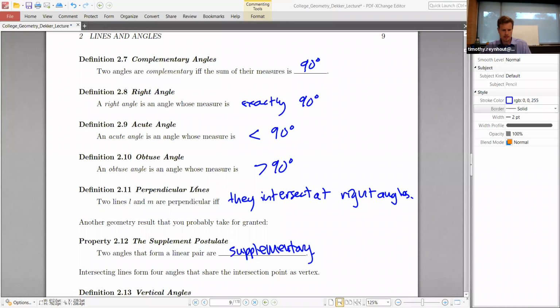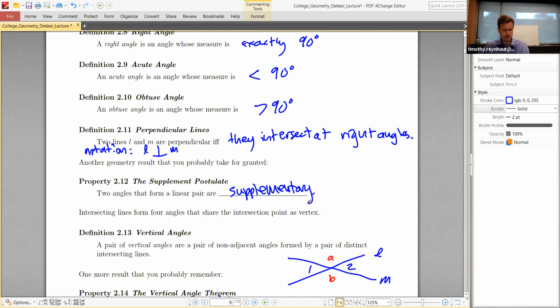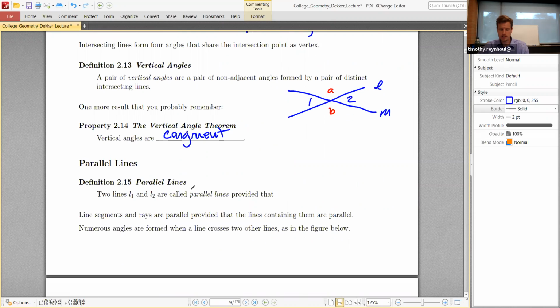So we talked about perpendicular lines in the last video. Two lines, L and M, are perpendicular if and only if they intersect at right angles. And we can add some notation to that. If L and M are perpendicular, we can denote that by having an upside down T between them. This is a little bit exaggerated, but that's approximately what it should look like. Excellent. So we can move on to parallel lines.